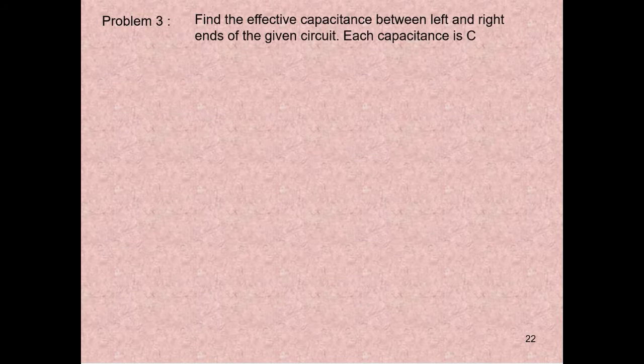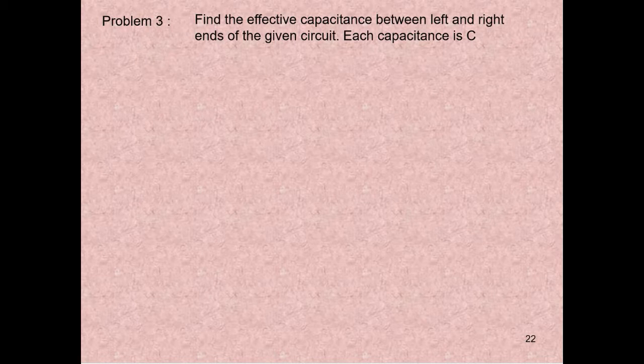This one and all finished. The next problem: find the effective capacitance between the left and right ends of the given circuit. Each capacitance is C. Sir, there is no diagram, sir. Yeah, it will come. All capacitances are equal.